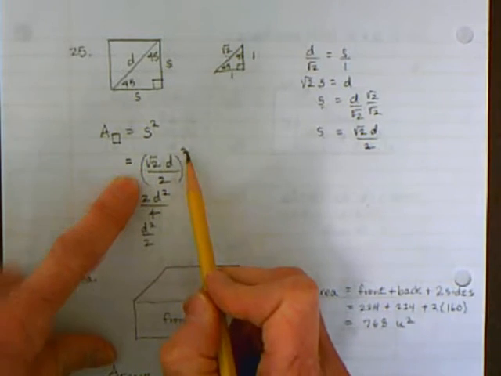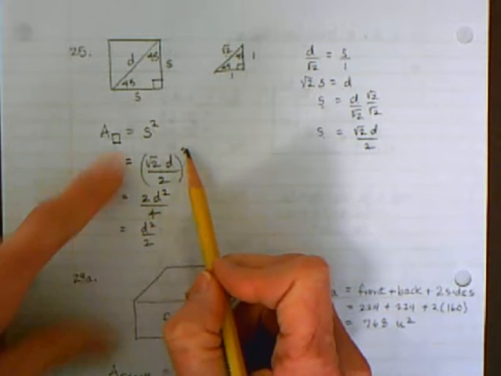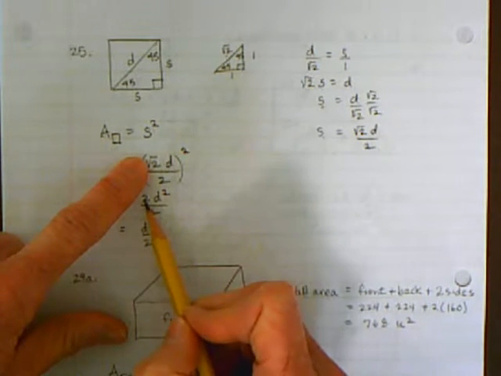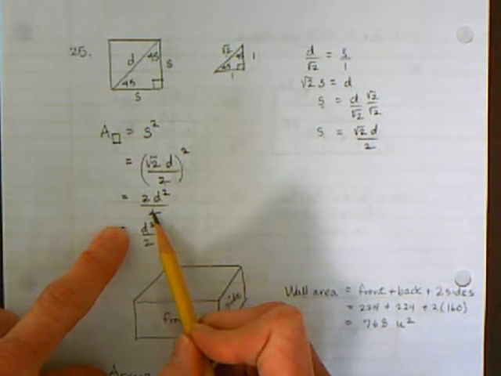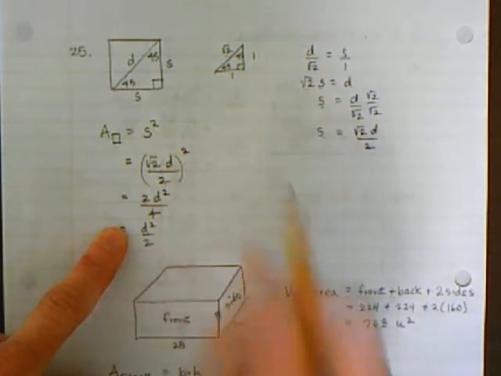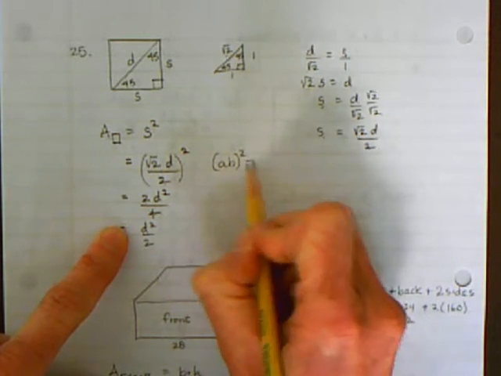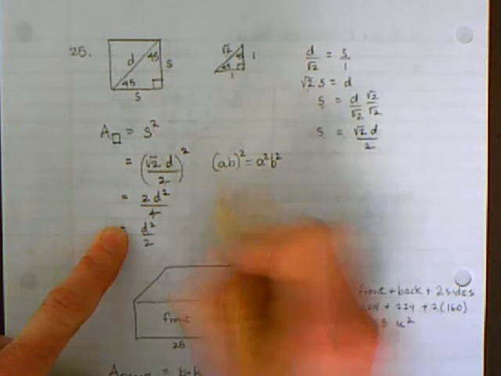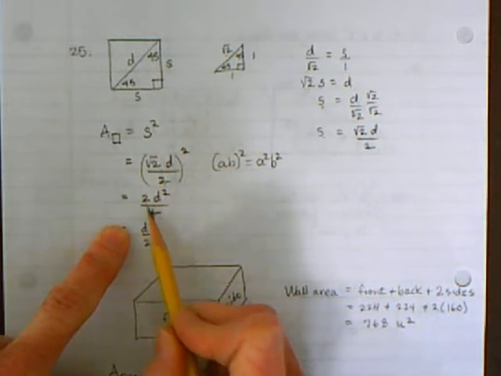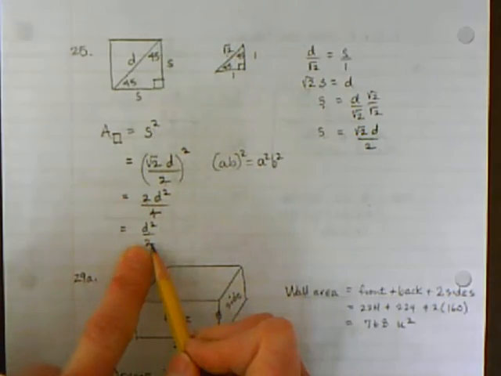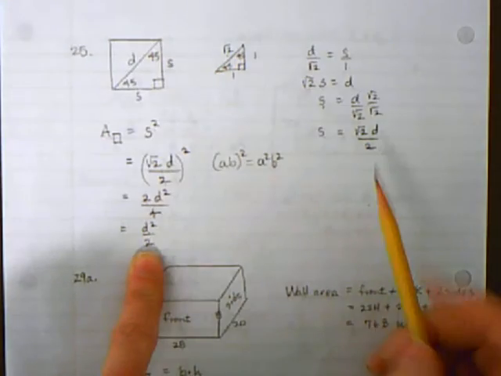I've got to square that whole thing. Now here's where a little algebra comes in. I have to square everything in the parentheses. So radical 2 squared is just 2, d squared is just d squared, and 2 squared is 4. Remember, everything in the parentheses has to get squared. Here's the rule: (ab) squared equals a squared times b squared. I apply that rule to this. Then the 2 here and the 4 here cancel, and I'm left with d squared over 2. So that's the area of a square given a diagonal of d.